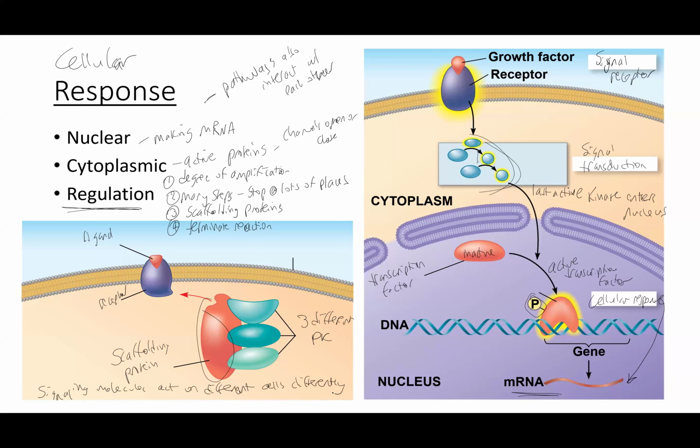so signaling molecules can act on different cells differently. So when adrenaline goes out, it's going to act on a liver cell differently than it's going to act on a muscle cell. So even though it's the same signaling molecule, it's going to have a different cellular response. So that also allows the cells, the pathways to have more of an effect.